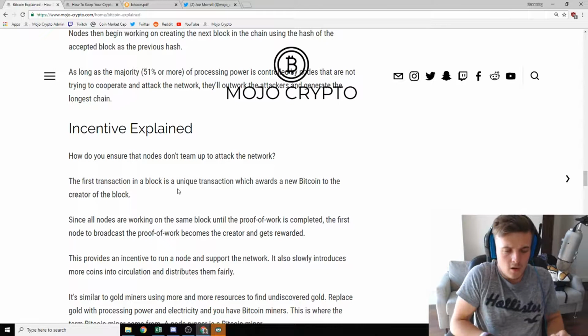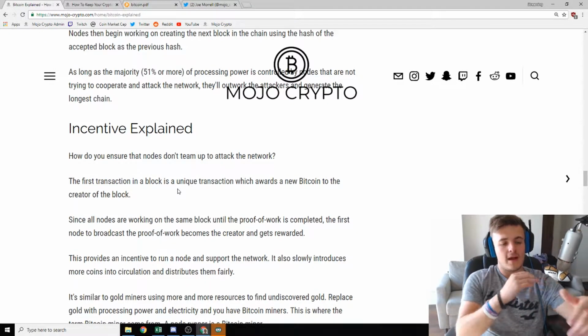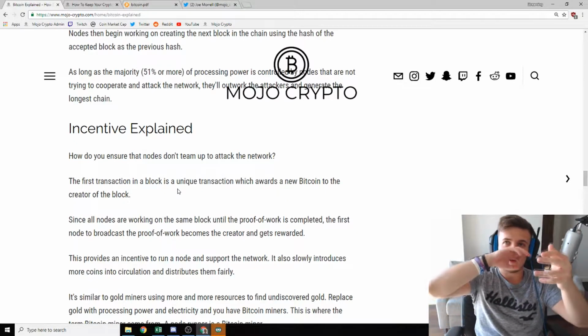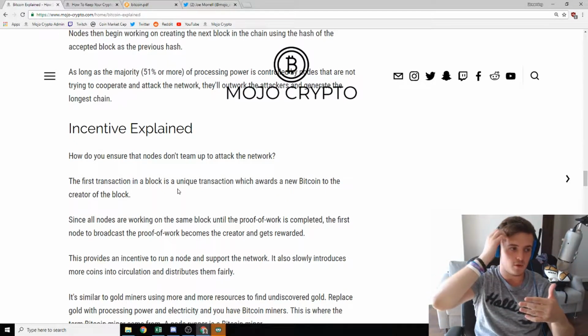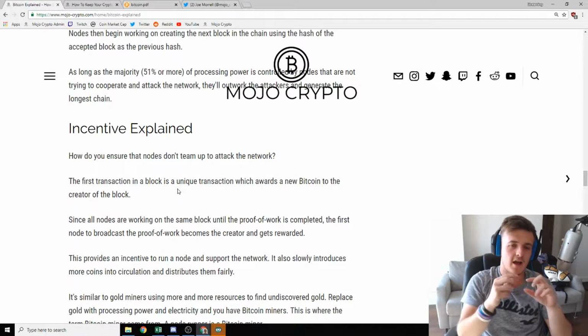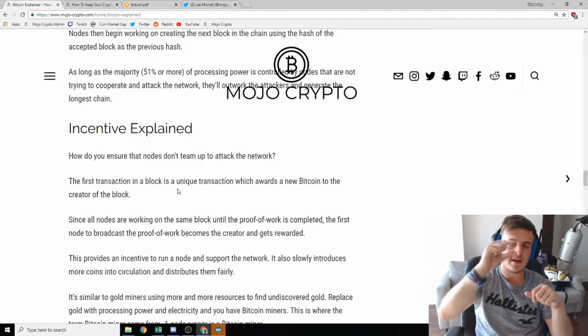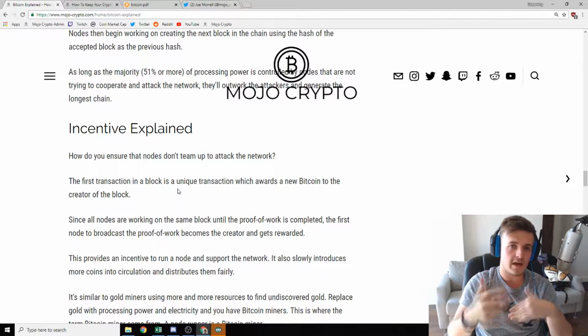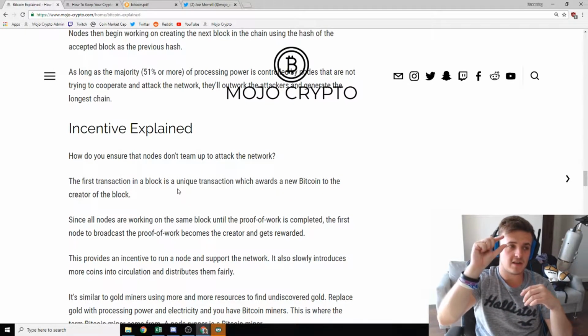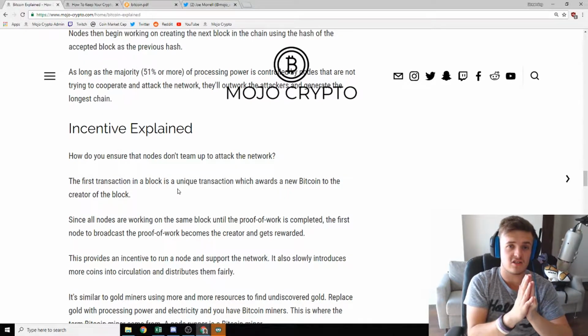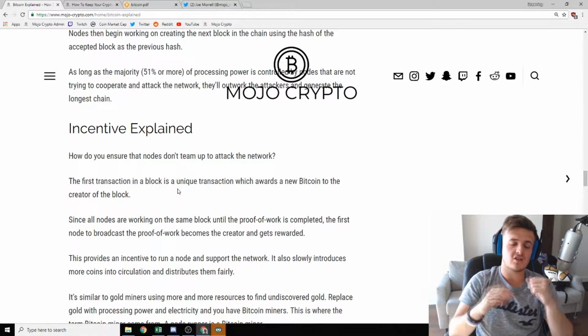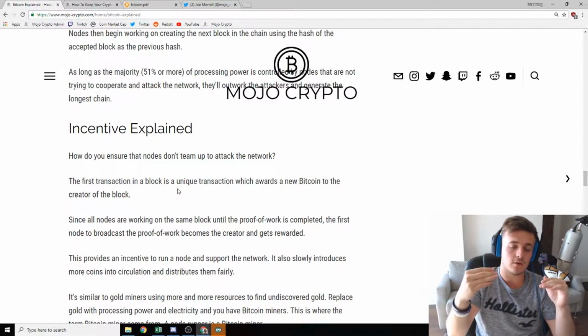So when we were going over the proof of work before, when you solve the proof of work and broadcast it, when you put the new block out, and you start the next block, you include a special unique transaction at the very start of the block. When you start working on the block, the very first transaction is your transaction. What this transaction does is unique to all the others. It rewards you for solving the proof of work and helping run the network.